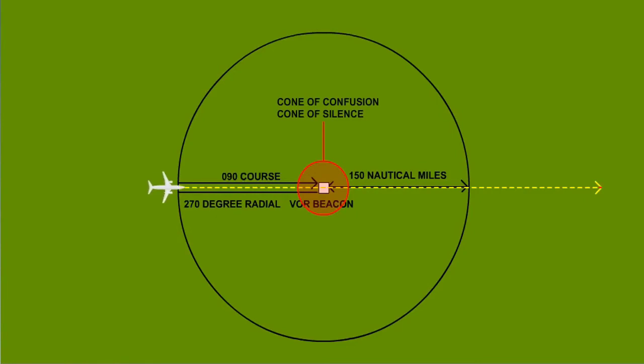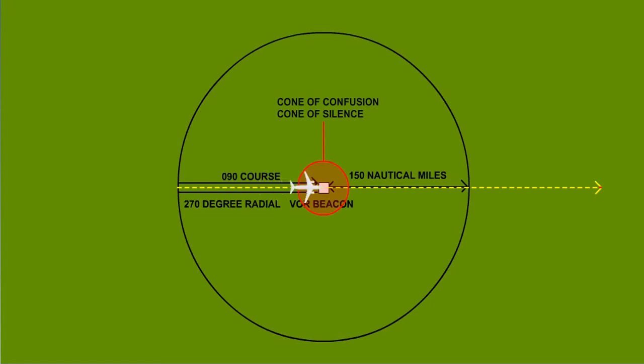If it is required to fly over the top of the VOR beacon and continue outbound on the same course, then the aircraft must fly through an area overhead the beacon, known as the cone of confusion or cone of silence. In this area, the received signals are unmanageable, and the autopilot can no longer follow the selected radial.